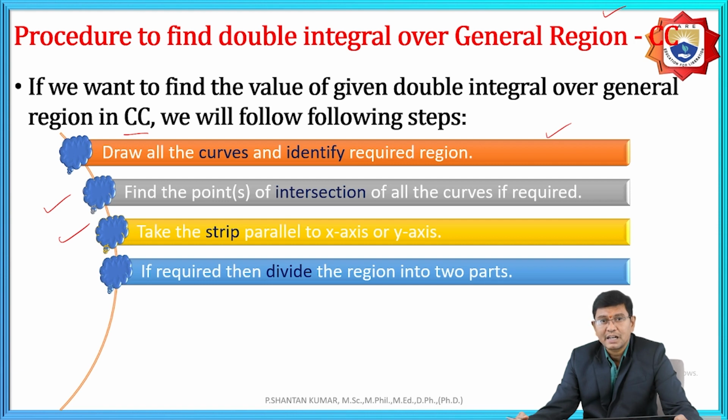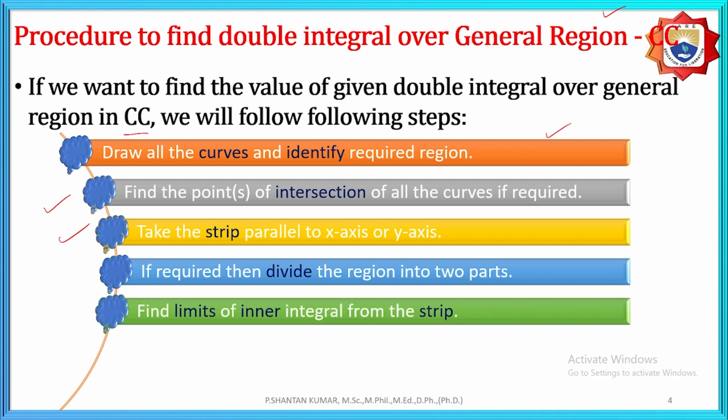For such types of problems, while we are drawing the diagram and finding the intersecting points, we need to get the partitions as well. Based upon the partitions of the curve, we need to find the solution, and after that, find the limits of the inner integral from the strip.